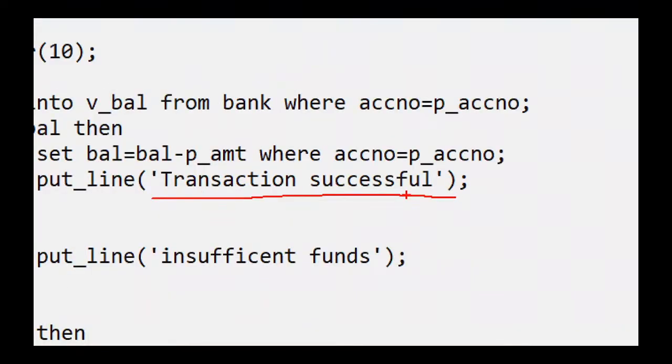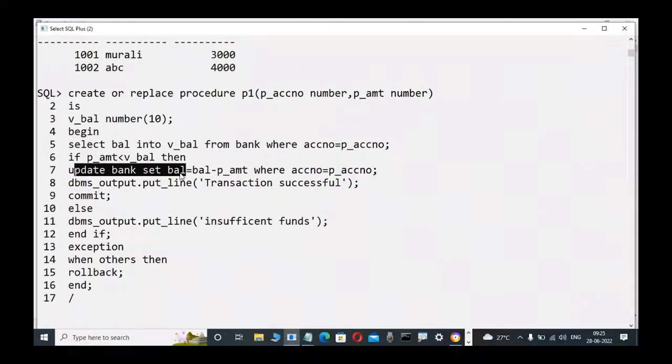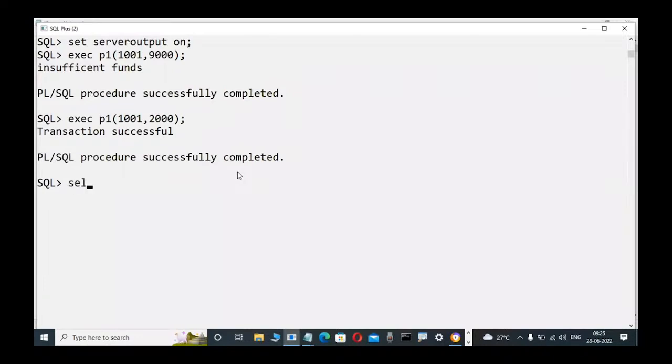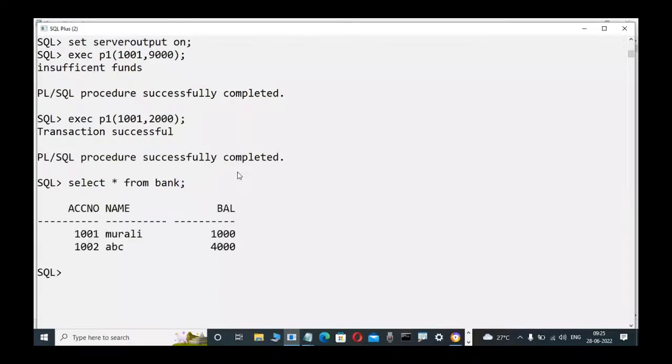I'm writing a code, or not. That is affected, updated in a database. Observe here: 3,000 minus 2,000. Maybe in a database table, if I do select star from bank, only 1,000 is there or not. In the previous case 3,000 is there, but I'm withdrawing 2,000 rupees, so automatically 1,000 is there or not.